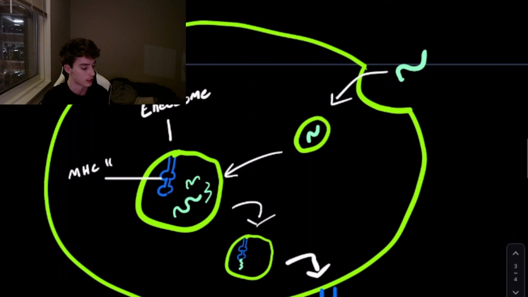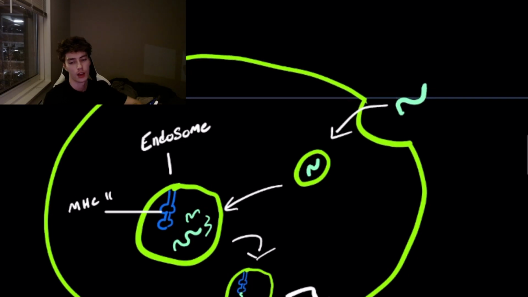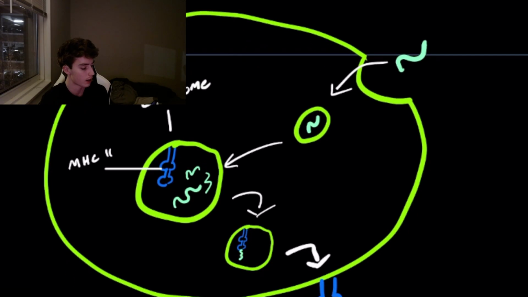Next up, we have MHC2. So MHC2 is specific for CD4 cells and is specific for external antigens within your body outside of the cell. The cell will essentially eat that antigen. It'll go to an endosome, which I drew out here. It'll go to an endosome and it will meet up with the MHC2.